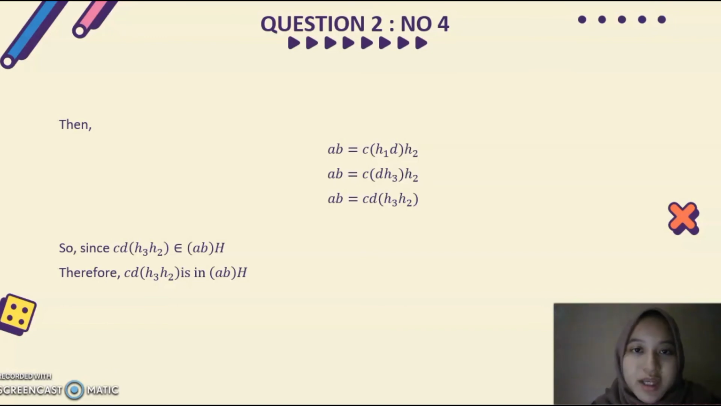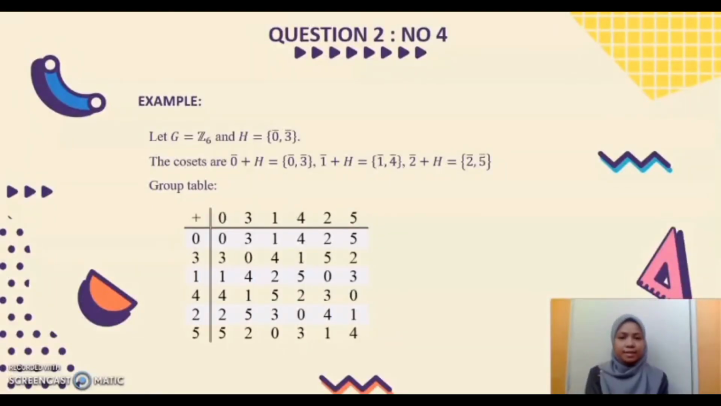Thus, it shows that if H is a normal subgroup of G, the left coset multiplication is well defined. Now, let's see an example for this theorem. Let G be the integers modulo 6 and H consist of elements 0 and 3. The cosets are 0 plus H, consisting of elements 0 and 3, 1 plus H, consisting of elements 1 and 4, and 2 plus H, consisting of elements 2 and 5.